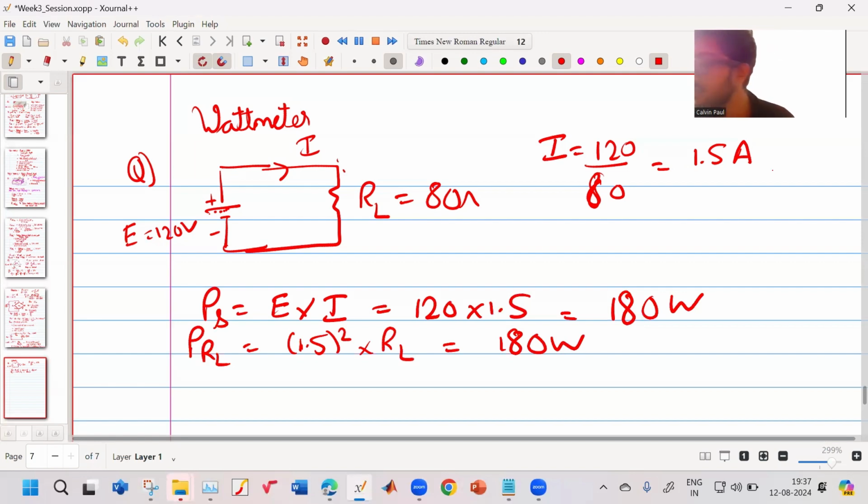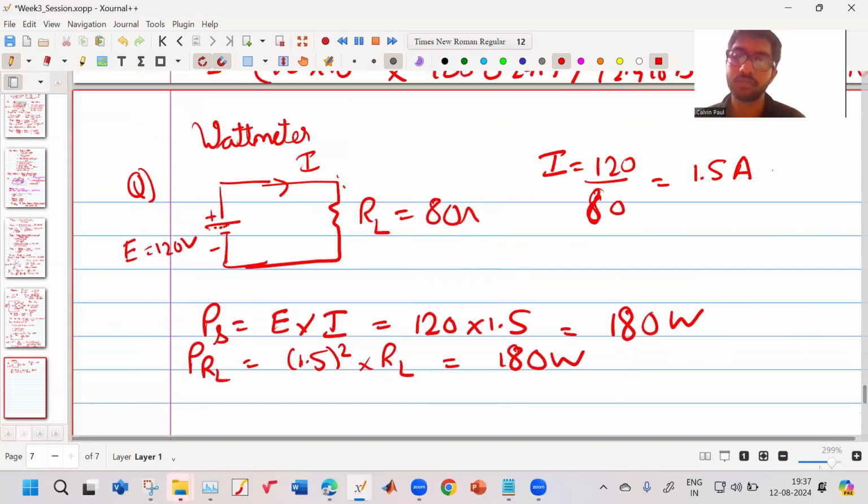So ideally in this circuit, if you connect a 120 volt battery across an 80 ohm resistor, the power which is dissipated should be 180 watt. But now we want to use a wattmeter to measure. This is what should happen theoretically, but how do we measure in real life? We have to use a wattmeter. So we will connect a wattmeter.